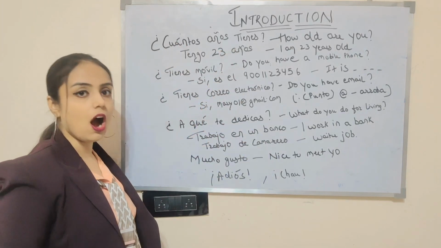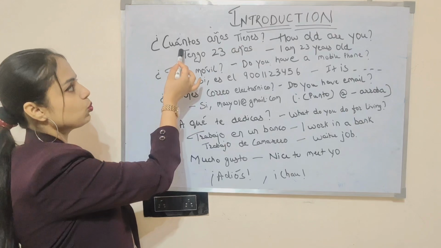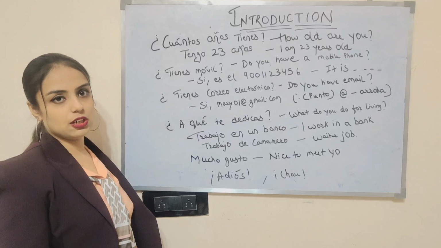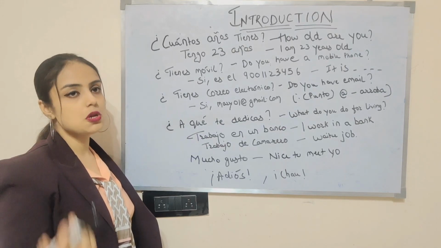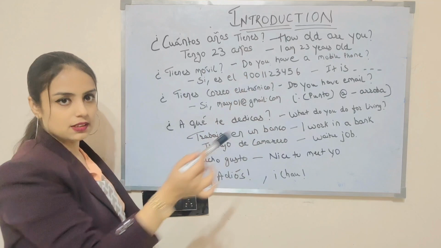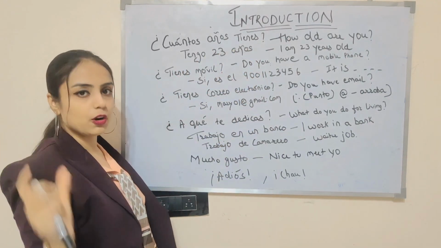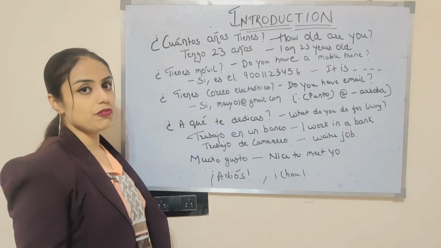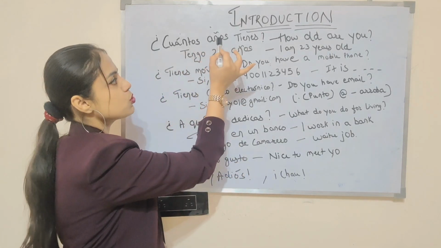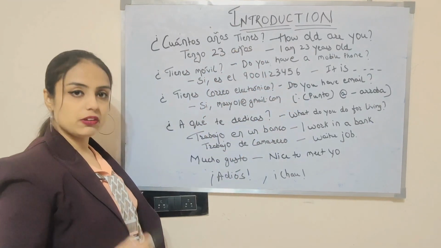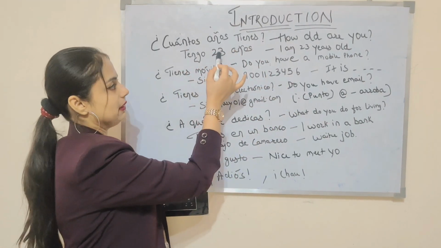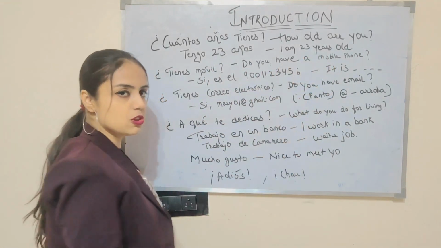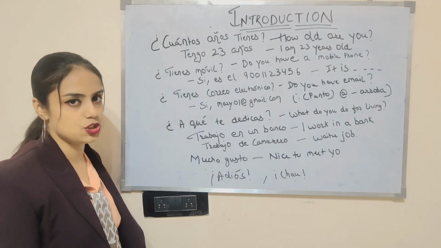Okay, so the next question we can ask the other person is ¿Cuántos años tienes? That means how old are you, right? ¿Cuántos años tienes? So in return we will say tengo 23 años. Here the tener verb is used; tengo and tienes are parts of the tener verb, which I will explain in my upcoming videos. So if you want to ask the age of the other person, you will say ¿Cuántos años tienes? How old are you? And in return we will say tengo 23 años, tengo 24 años, like that. I am 23 years old or I am 24 years old, whatever your age is.